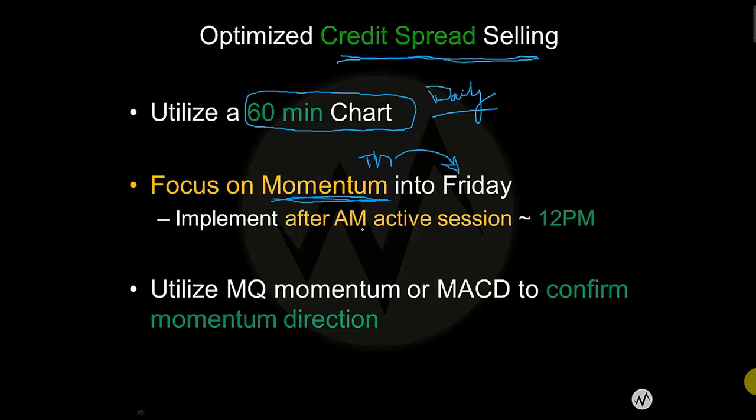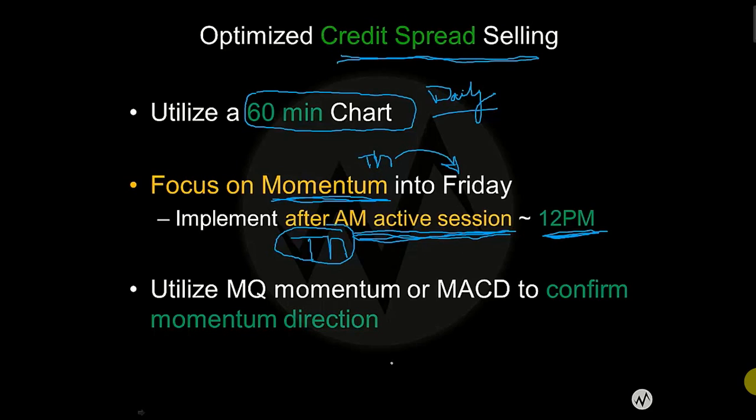Now, here's the most important thing. We implement this on Thursday, after the morning active session. Those of you that are in the trading room, this is when we normally trade intraday. When the market starts to slow down between 11:30 and 12:30, right around noon, that is when you start looking for these opportunities, because we're past that active session. I'll go into more about that later.